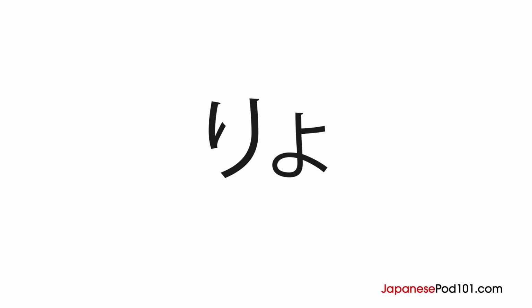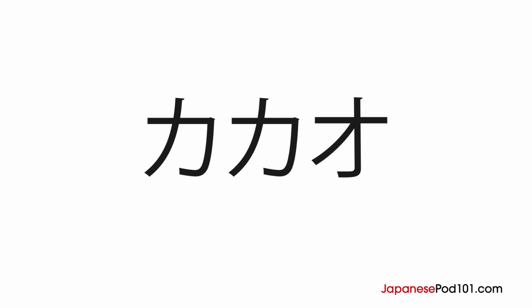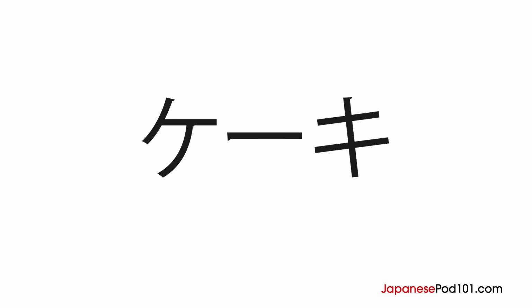Ryo. Remember, it's a digraph, so don't say the e sound. Fu, as in Mount Fuji. Eco. This means eco-friendly. It's a popular katakana word right now. Gia. It means gear. Kakao. Kakao means cacao. Keiki. This is cake. Yum.